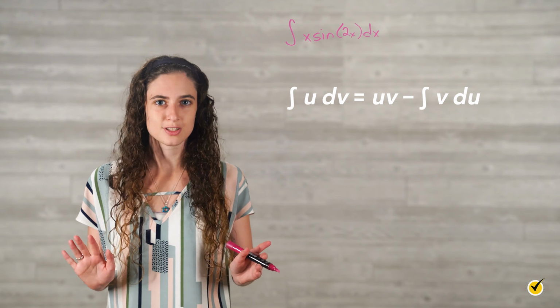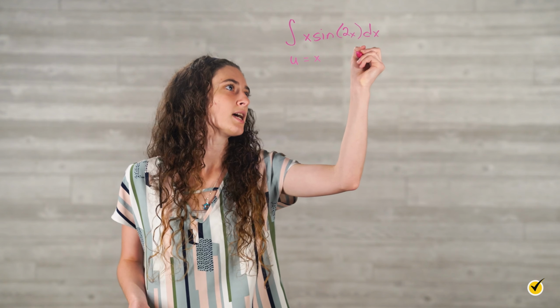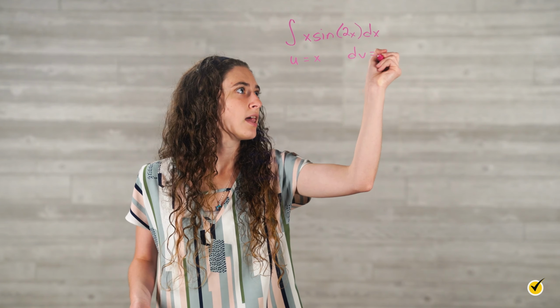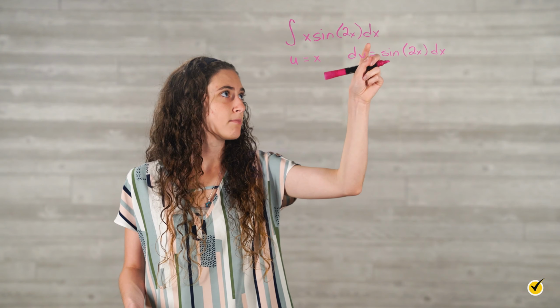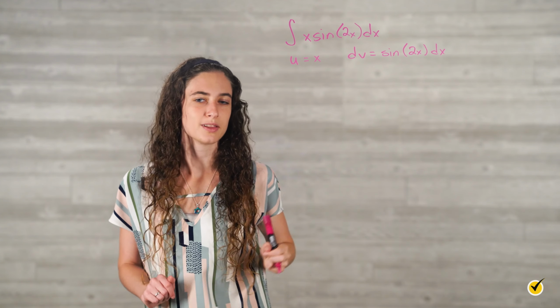The two functions here are x and sine 2x dx. So we will assign them to be our u and dv respectively. So our u is x, and our dv is sine 2x dx. Now notice that I kept the dx with the dv. This is important because we're going to integrate this part later on.